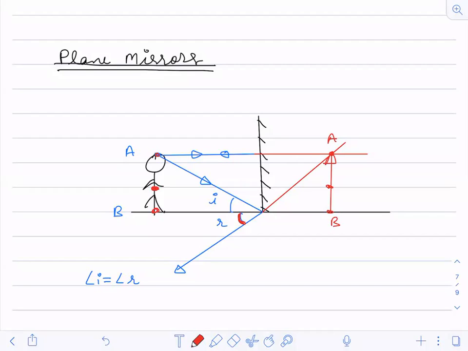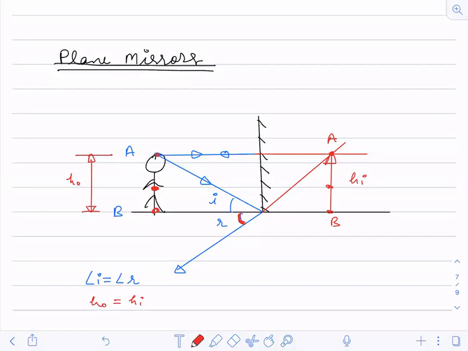There are certain properties of this. What are the properties? The height of object, HO, and the height of the image, HI. Can you tell me the relation? HO and HI, what will be the relation? They will be equal. Very good. The height of object will be equal to the height of the image.